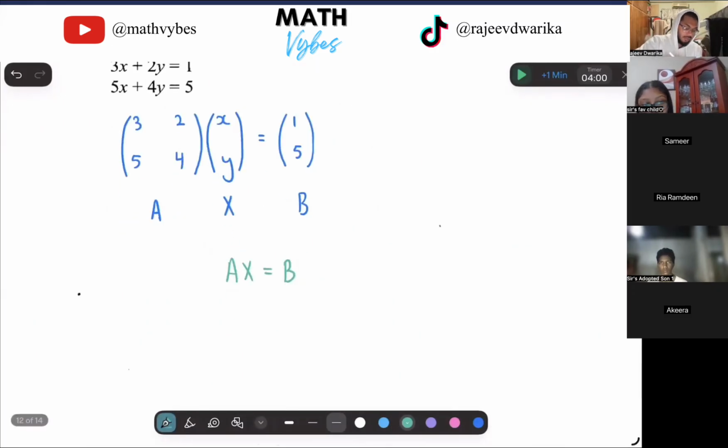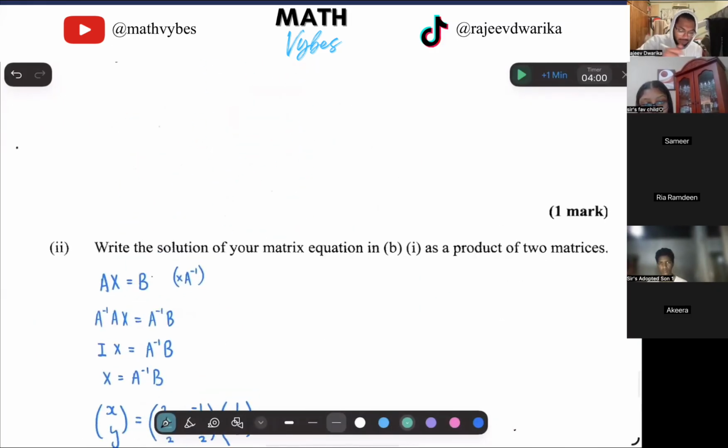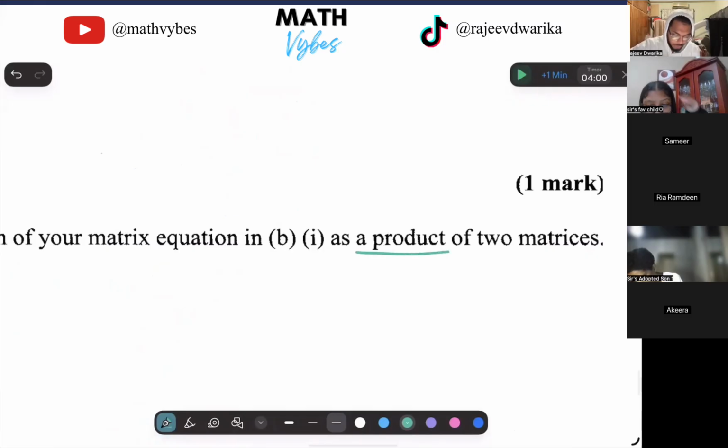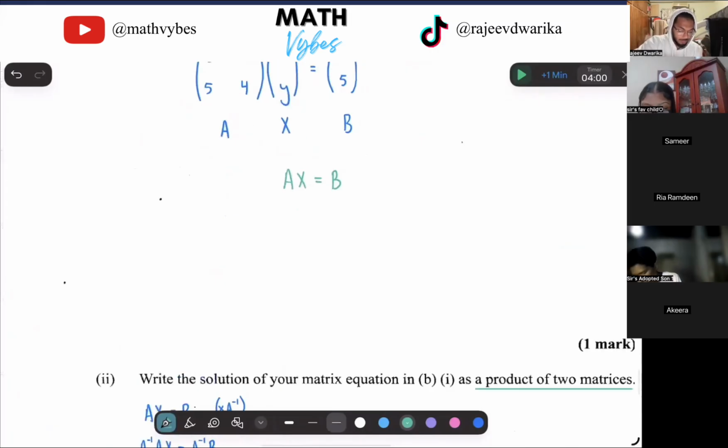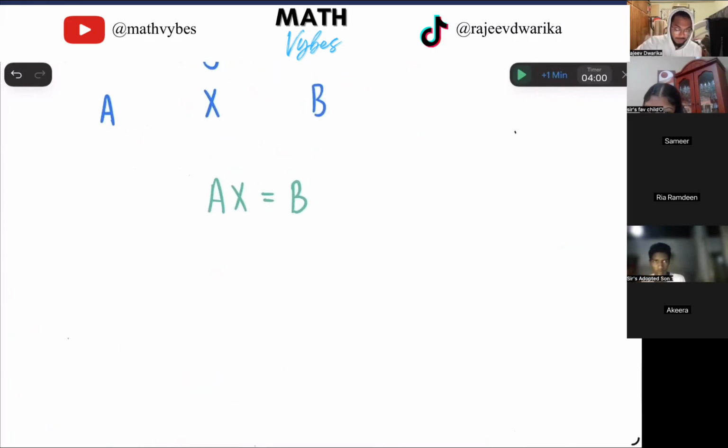Right. And in the second part, what did they say? Write the solution of your matrix equation as a product of two matrices. So you want to multiply one matrix by the other matrix. So let me get down to this. I don't want you to be confused after this. So Ria, what are we trying to find here?